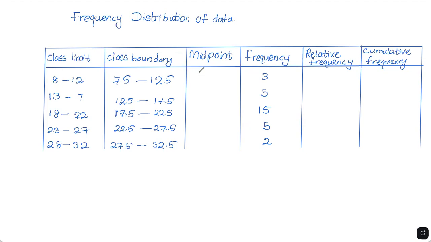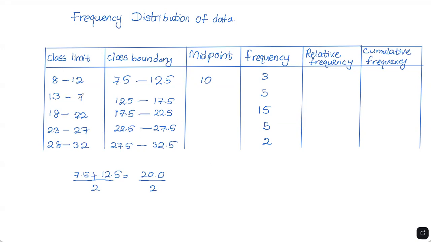Then to find the midpoint, you have to add the lower class limit and the upper class limit of your class. So for the first class, 7.5 plus 12.5 divided by 2. That is your midpoint. 20 divided by 2, so in this case, it is 10. If you want, you can use the class limits. It will give you the same thing.